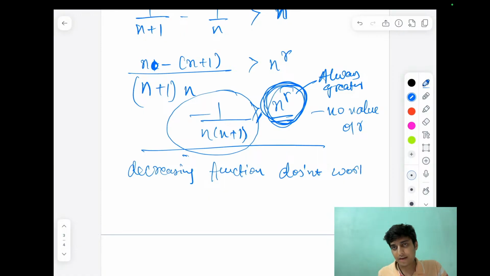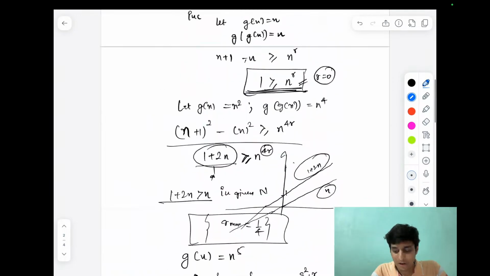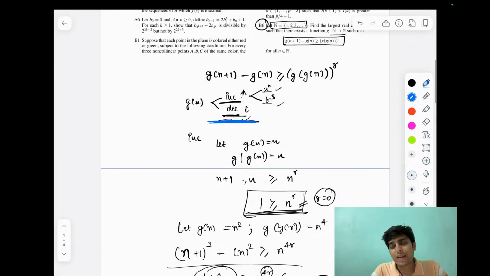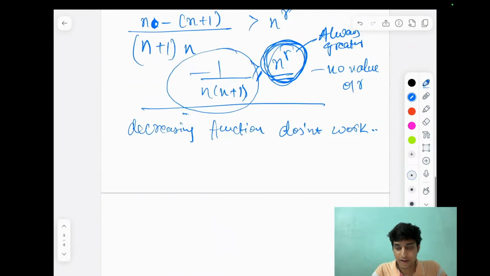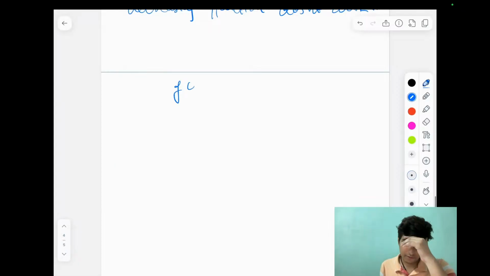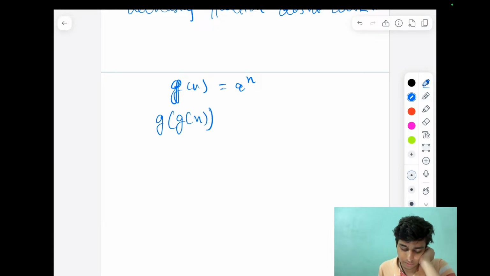But what can we say accordingly? We cannot say anything new from here, because we know we have got a maximum value 1 by 4. But can this function possibly be a to the power n? Yes, it can go like that. So let's check. Suppose g of n is a to the power n, to be precise. So what should I say about the g of n composite function? It would be a to the power n.